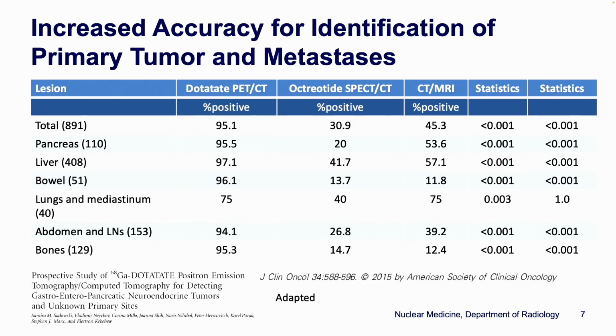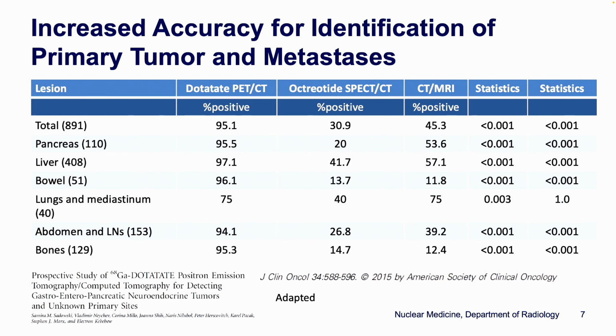But here is why we do PET CT. This was a study that was done at the NIH looking at Dotatate PET CT when compared to CT or MRI. This is the total number of lesions regardless of the type of tumor they were seen in. You can see how 95% of the lesions were seen by Dotatate PET CT. Half of those were seen by CT or MRI, and that depends, breaking it up, on whether it's pancreas, liver lesions, bowel or not.